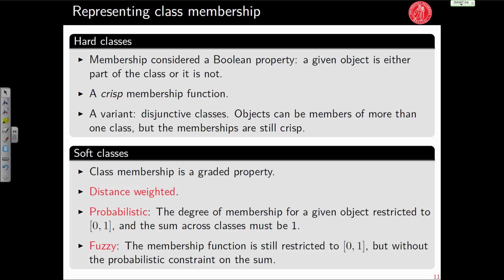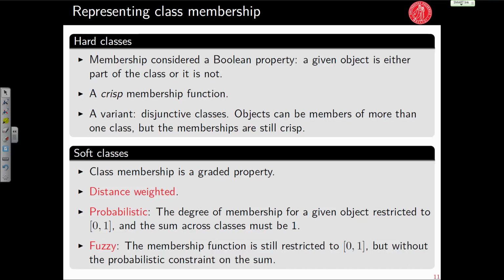Now you can contrast this to soft classes. With soft classes, membership is a graded property. So a document is a member of a class about China to some extent, and a class about the UK to some other extent. So it's no longer either or. There is distance weighting, how far it is from the class prototypical representative. And there are two ways to introduce this: a probabilistic way and a fuzzy way.